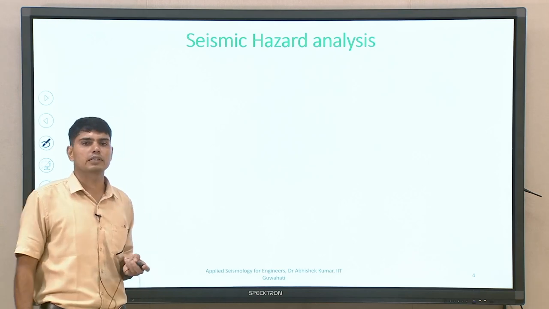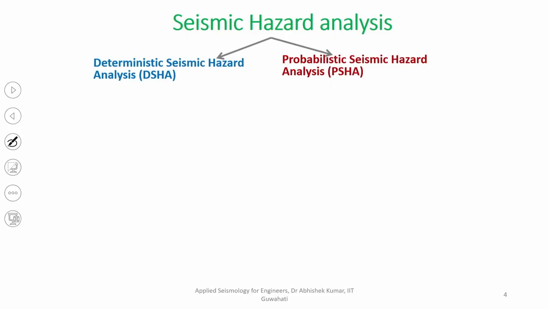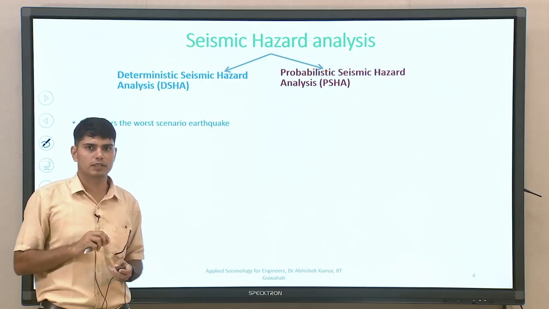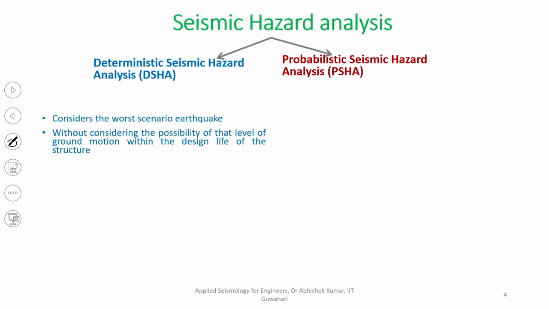So, in lecture 12 we discussed deterministic seismic hazard analysis. Now, deterministic seismic hazard analysis takes into account the worst scenario. That means, whatever faults are there, every fault is undergoing rupture at the distance or at the segment of the fault which is located closest to your site of interest. Similarly, that particular closest distance is capable of producing a large scenario earthquake or maximum earthquake.